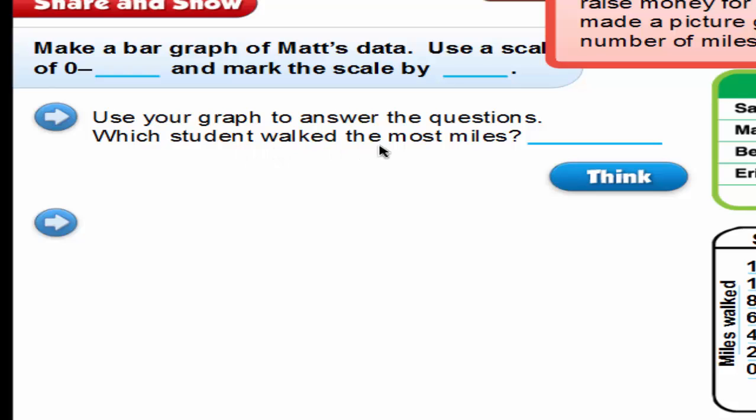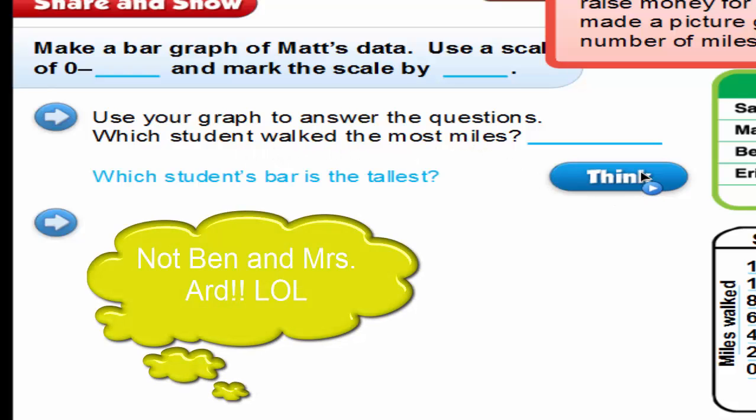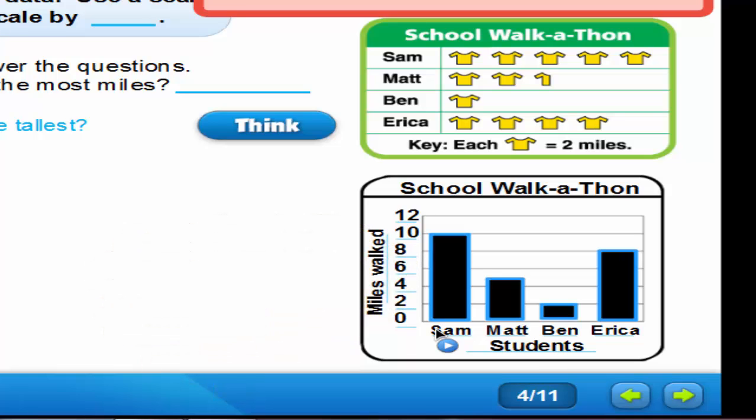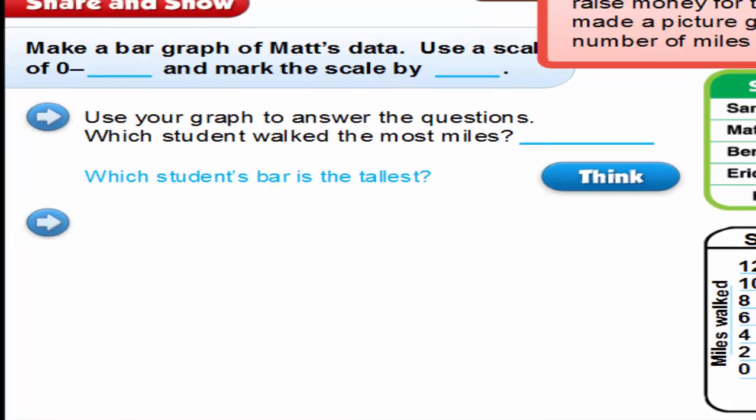Which student walked the most miles? Think. Which student's bar is the tallest? That's right. Sam's bar is the tallest, so Sam walked the most miles.